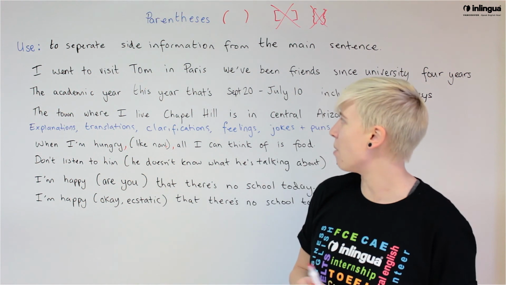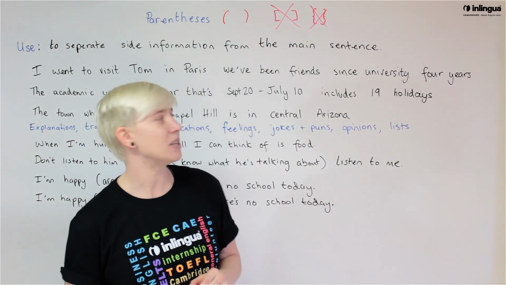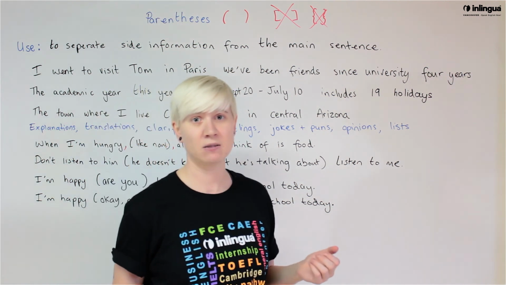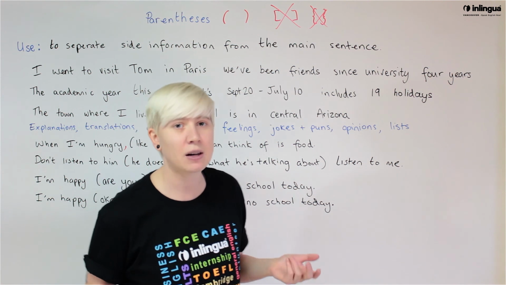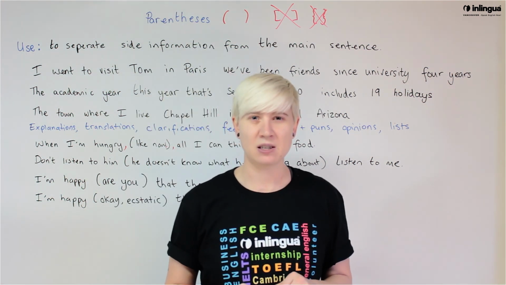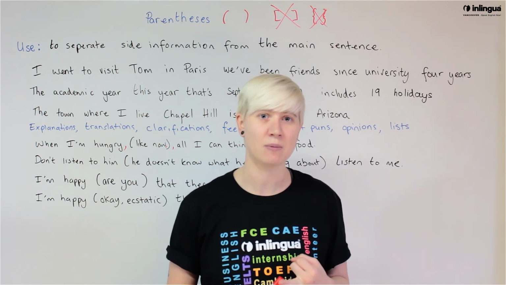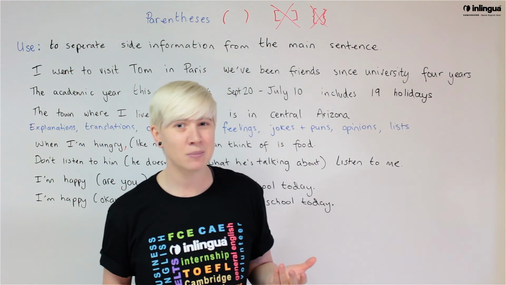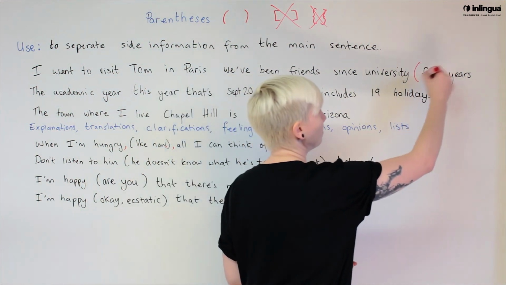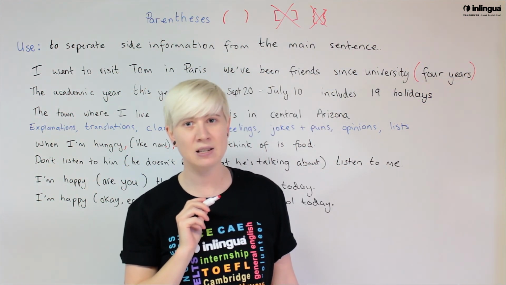I went to visit Tom in Paris. This is one idea. We've been friends since university. That's our second idea. 4 years. The third idea. They are all very closely related, okay? But what is the main point of the sentence? It's that we went to visit Tom and that we have been friends for a long time, okay? The amount of time isn't so important here. So we're going to put in parentheses around the information that isn't as important.